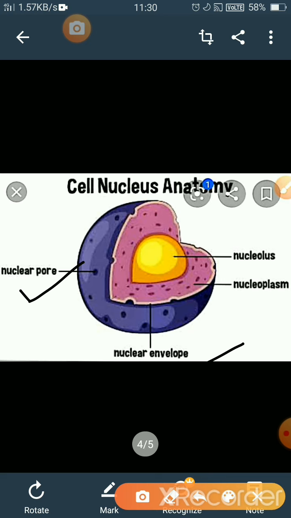Next is the nucleoplasm. Nucleoplasm is a dense fluid-like granular substance of the nucleus. And next is the nucleolus. The nucleolus is a rounded or spherical body in the nucleoplasm. It is present in the center of the nucleus and it contains RNA, that is ribonucleic acid, and it also contains chromosomes. Chromosomes are suspended in the nucleoplasm and are fine thread-like structures called chromatin threads.